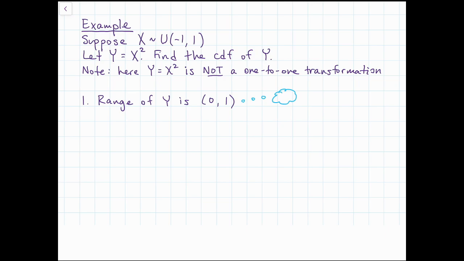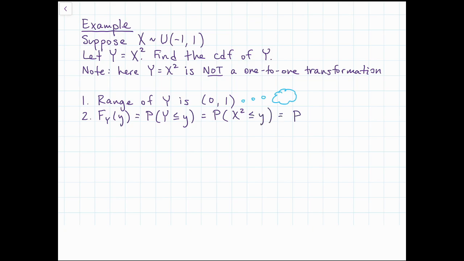So there's not always a magical way to find the range. A good thing to think about is looking at the endpoints, but that doesn't always work. In this case, we have to consider what all the possible values of x can map to under this transformation y equals x squared.